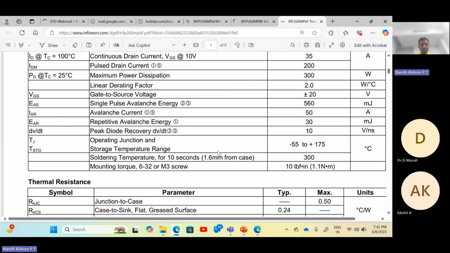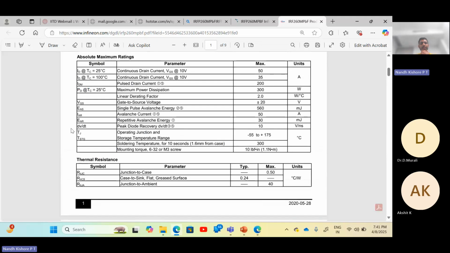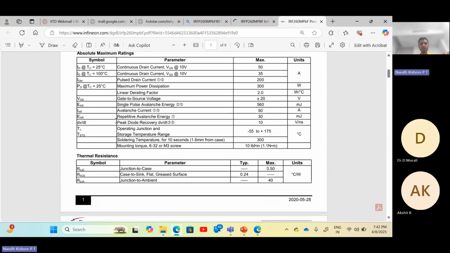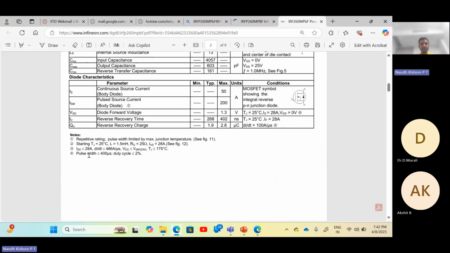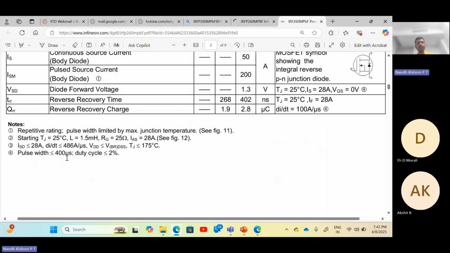That is, it can withstand a pulse for a very short duration of time. Okay, it cannot withstand 200 amps continuous current, obviously, but it can withstand a pulse for a very short duration of time. Okay, see, they have told the pulse width also. Pulse width should be less than 400 microseconds. Okay, if your pulse width is less than 400 microseconds, and of course the duty should be less than 2%, that is 400 microseconds. If there is a pulse of 400 microseconds, then only after 98 percent, or 98 into 400 microseconds, you will have another 400 microsecond pulse. Okay, so basically it can withstand for 400 microseconds a current of 200 amperes.